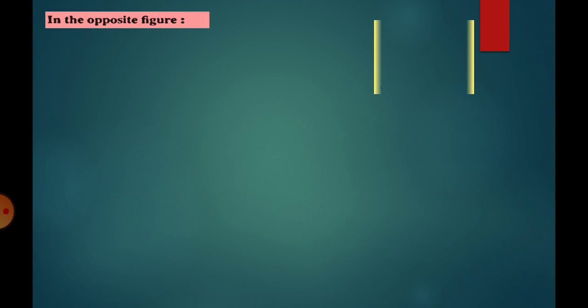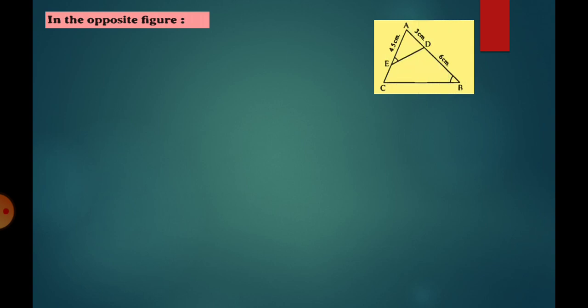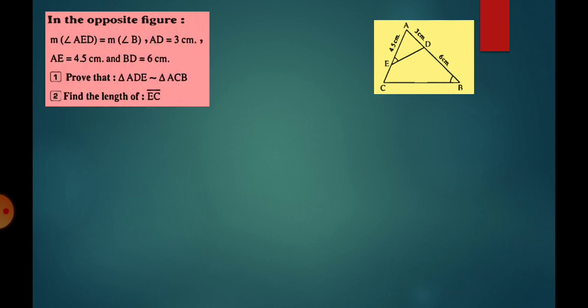Another example. Here, in the opposite figure, the measure of angle AED equals the measure of angle B, and the length of AE is 4.5, BD is 6, and AD is 3 centimeters. Prove that the two triangles ADE and ACB are similar. Then find the length of EC.